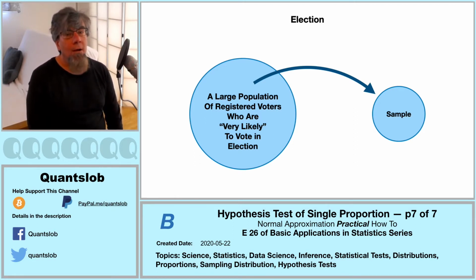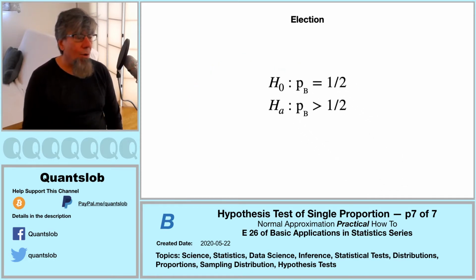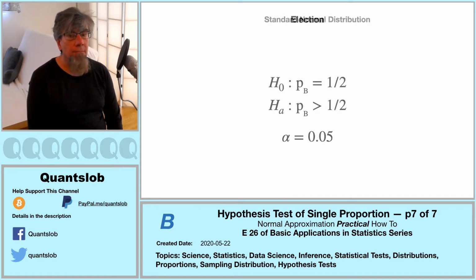Now, there's actually a few ways to apply a statistical test to this scenario, but for the sake of simplicity, let's ask the research question: does a preponderance of individuals from within our population support candidate B? Well, what's a preponderance? It's any proportion greater than 1/2. So quite directly, here is our hypothesis pair. And so let's set our significance level to 1 in 20.